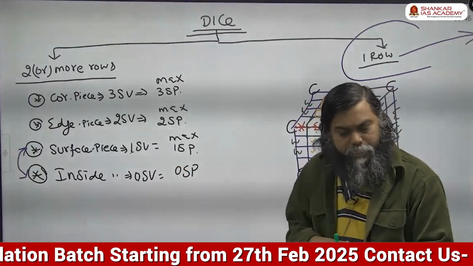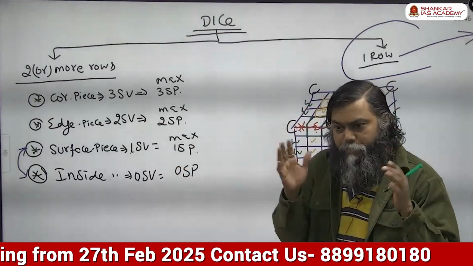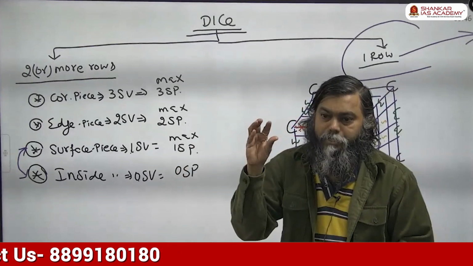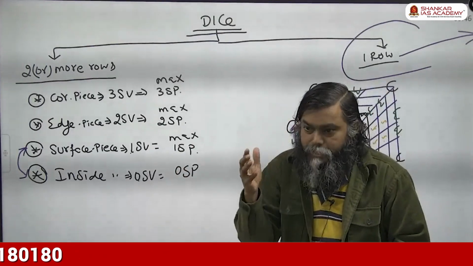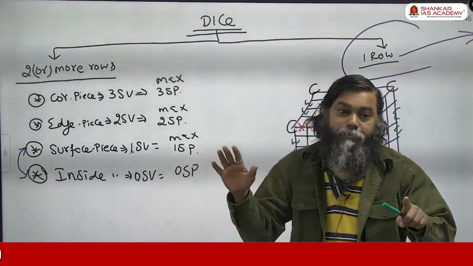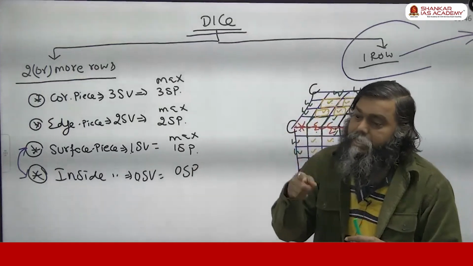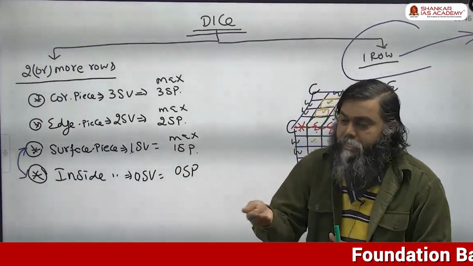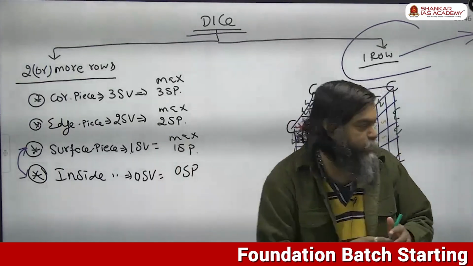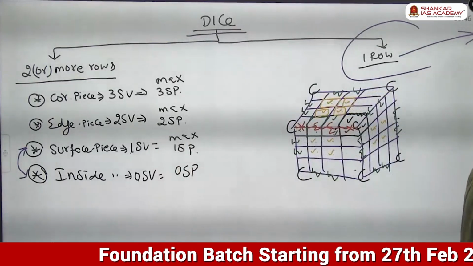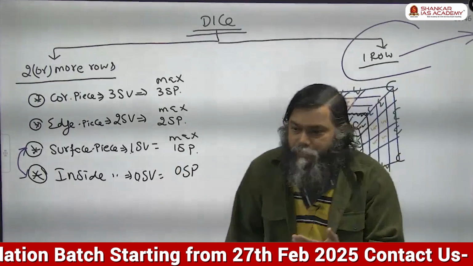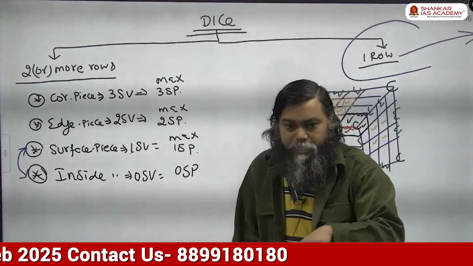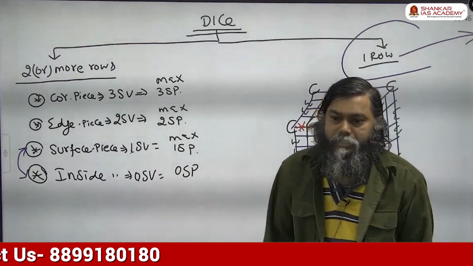So now what am I teaching? You converted the bigger piece into smaller pieces. Now I am discussing the smaller pieces, and I am naming them based upon location. If any piece is lying in a corner, that piece is called a corner piece. If any piece is lying on an edge, it is called an edge piece. If any piece is lying on a surface, it is called a surface piece. If any piece is lying inside, it is called an inside piece. Did you understand?